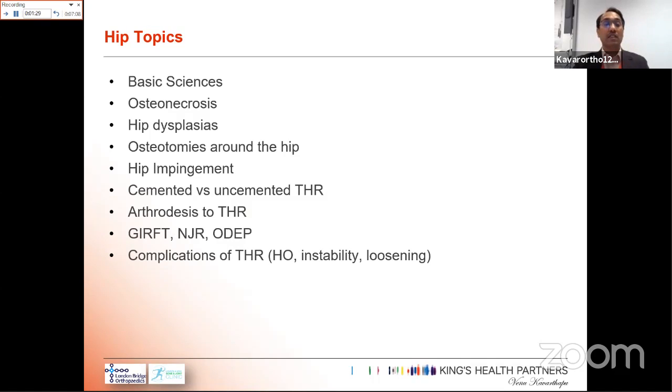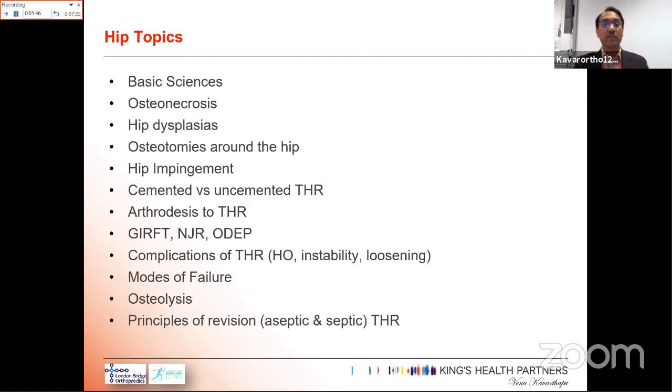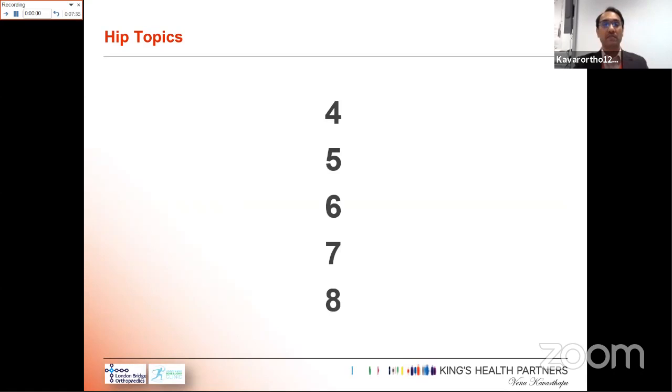And when it comes to the clinical components, particularly on the clinical exam side, there will be questions on the complications of arthroplasty, such as heterotopic ossification, instability, loosening, the modes of failure of hip implants, osteolysis in particular, and also the principles of revision hip arthroplasty, covering both the aseptic and septic aspects. And you can see the topics are numerous.